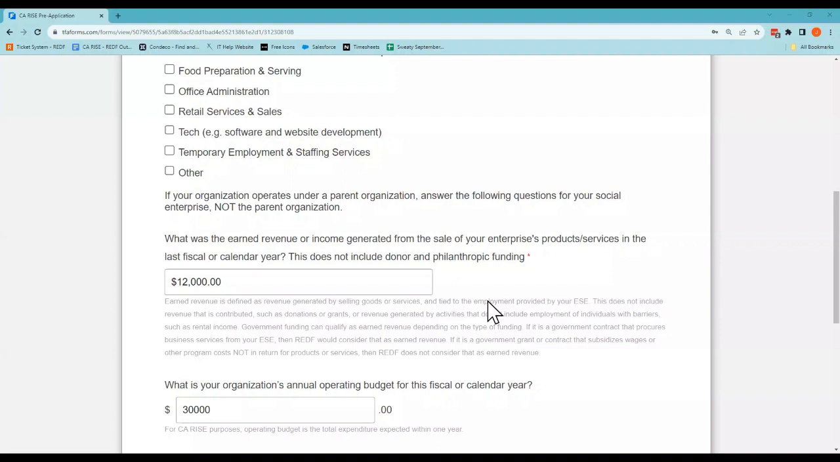Government funding can qualify as earned revenue depending on the type of funding. If it is a government contract that procures business services from your employment social enterprise, then Redf would consider that as earned revenue. If it is a government grant or contract that subsidizes wages or other programs' costs, not in return for products or services, then Redf does not consider that as earned revenue.